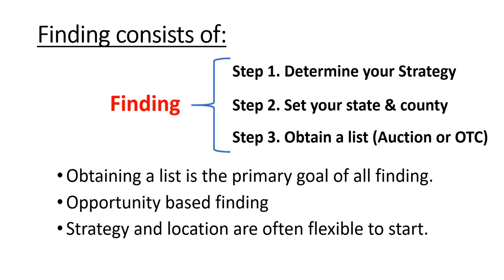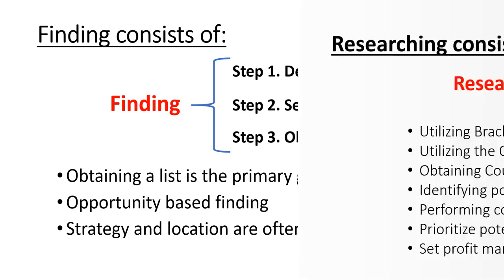There are other ways that you can go about finding lists. You can really look at lists based on the number of opportunities that are out there. You can look for sales that are taking place, or for over-the-counter lists. It doesn't have to be rigid. You can change your strategy and your location, especially in the beginning. Those are some ideas and some things to think about.